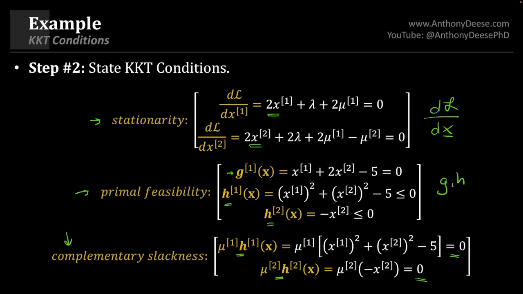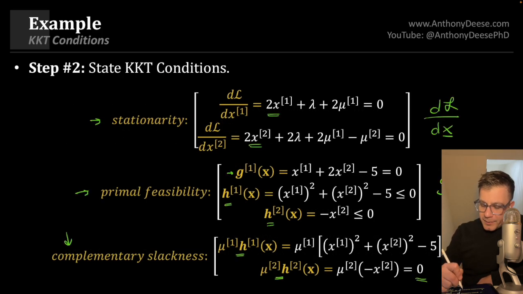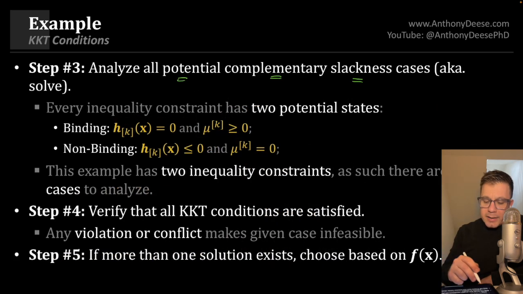All right, so now we've stated the conditions. What do we do next? We need to analyze all potential situations or cases for complementary slackness. Because if you look back here, you see that for each one of these inequalities, there's two potential cases, right? We can have a case where mu is 0 and h is not equal to 0, or vice versa, right? So every inequality constraint has two potential states or cases.